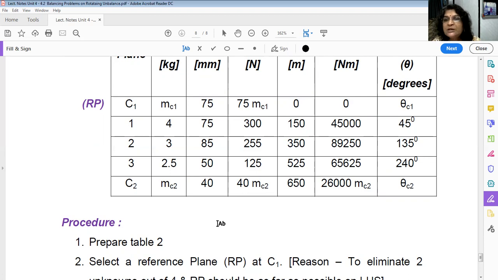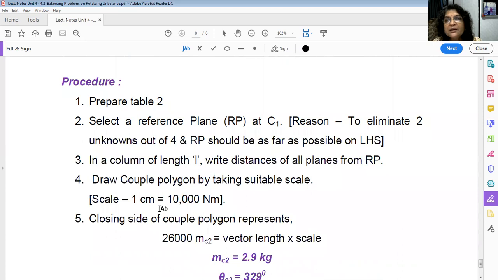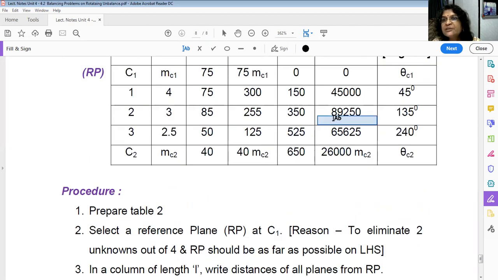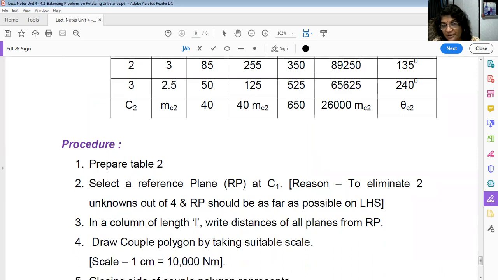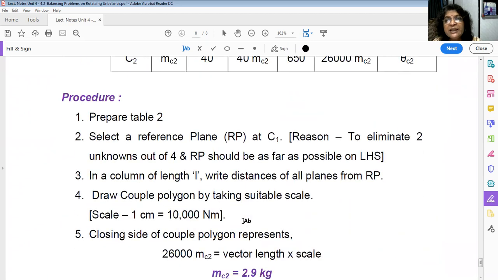See how many centimeters of length you can accommodate on your page. Accordingly, you have to take the scale. I have seen that you can take the scale 1 centimeter equal to 10,000 Newton meter. That means the maximum, 89,250 divided by 10,000, is 8.9 centimeter. That means around 9 centimeter you can accommodate in an A3 size sketchbook. That's why I have taken a scale of 10,000 Newton meter equal to 1 centimeter. Then what is the next step?